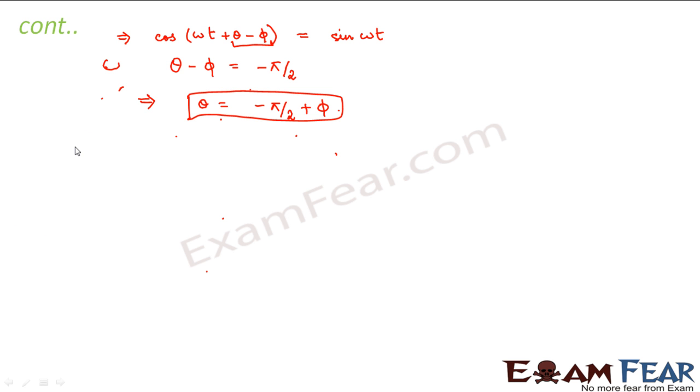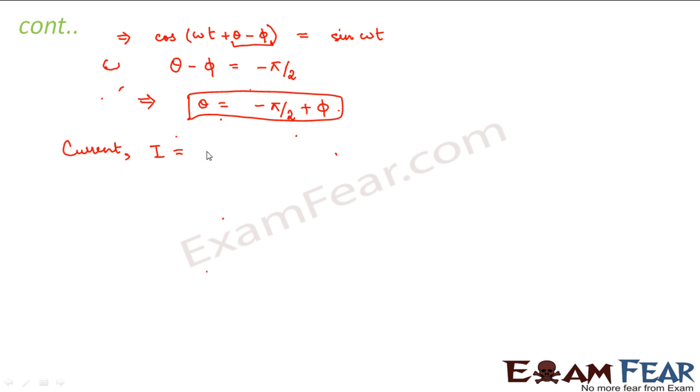That's because from the expression which we found, if we compare left hand side and right hand side, cos omega t plus theta minus phi should be equal to sine omega t. So this is possible only when theta minus phi is equal to minus pi by 2, because cos omega t minus pi by 2 would be nothing but sine omega t, right? So from this we can say that theta will be equal to minus pi by 2 plus phi. Right?